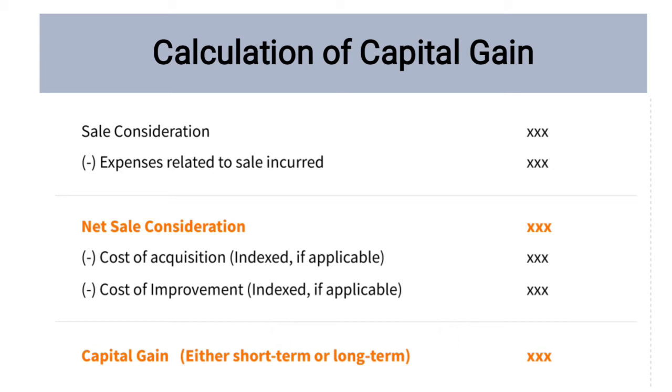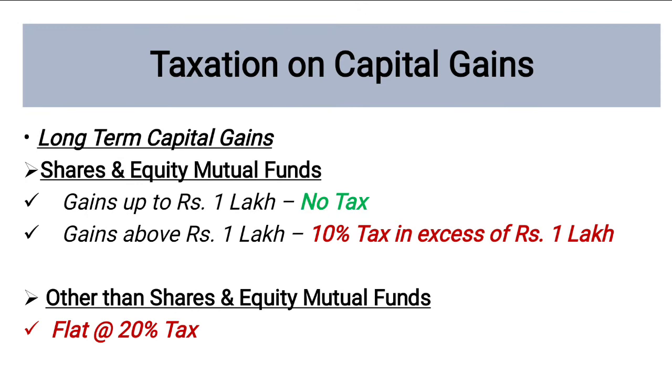Now we will discuss the taxation of capital gain. First we will discuss the long term capital gain. In this there are only two possibilities. First, shares and equity mutual fund; taxation is divided into two: shares and equity mutual fund, and other than shares and equity mutual fund. Okay, debt mutual fund is not covered here. Debt mutual fund is covered in the second part, other than shares and equity mutual fund.